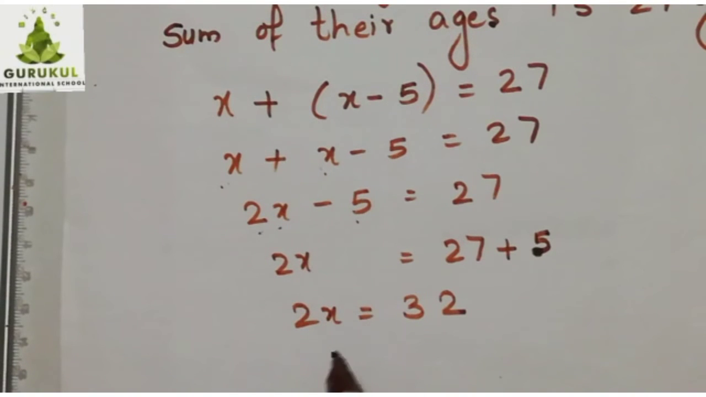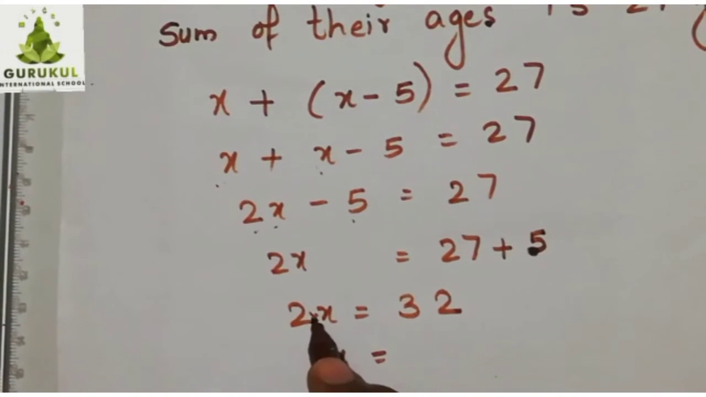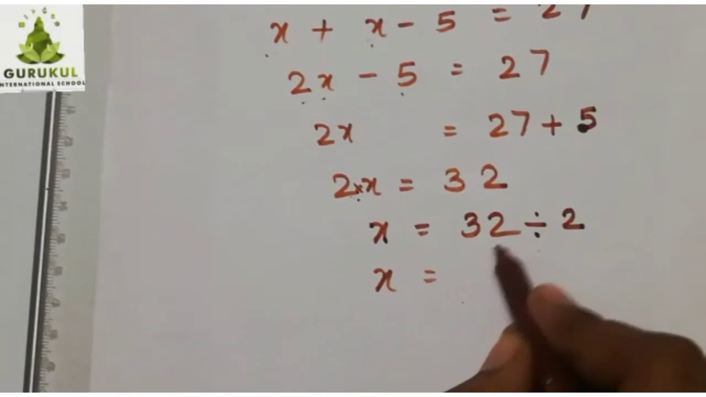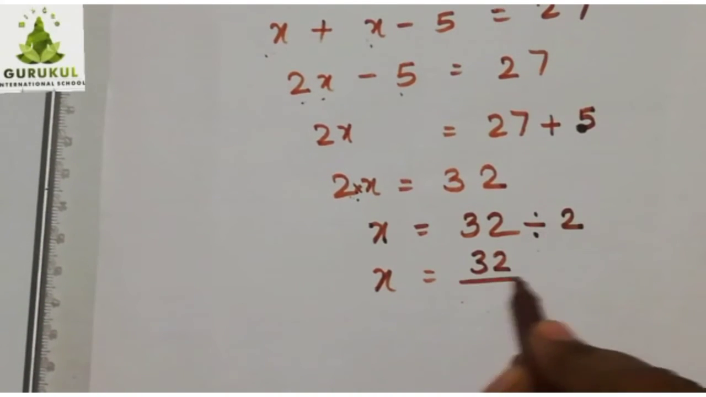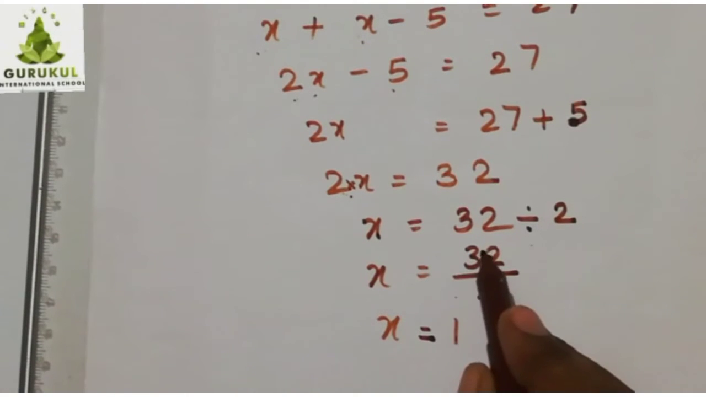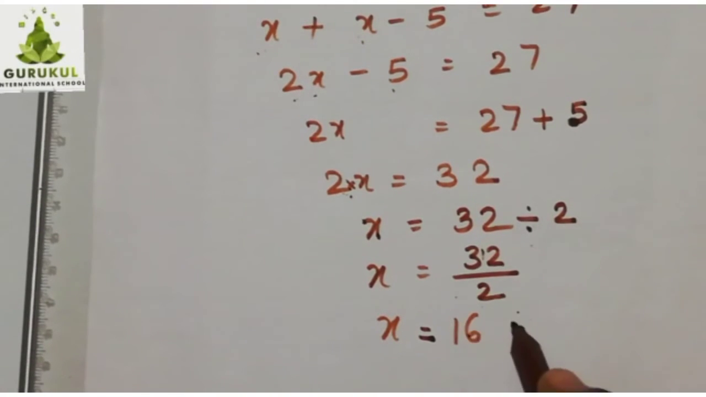Now you want x here. 2x means 2 into x. I don't want 2 here, I only want x. So when it goes to the other side, multiplication becomes division. 2 goes to the other side, so 32 divided by 2. You can write it as 32 upon 2. So what are you getting? x is equal to, 2 1s are 2, 2 6s are 12, so 16 years.